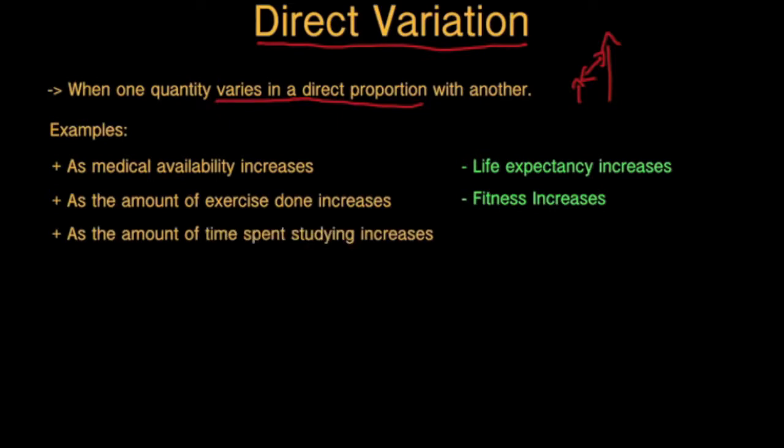And as the amount of time you spend studying increases, your GPA or your grades get higher. So these are just some examples of how direct variation would work. Like I just said, it's when one quantity goes up and the other quantity goes up as well. It's that simple. And this is part of linear equations because we can graph this stuff. I'm going to show you how you would put this in an equation in just a minute.